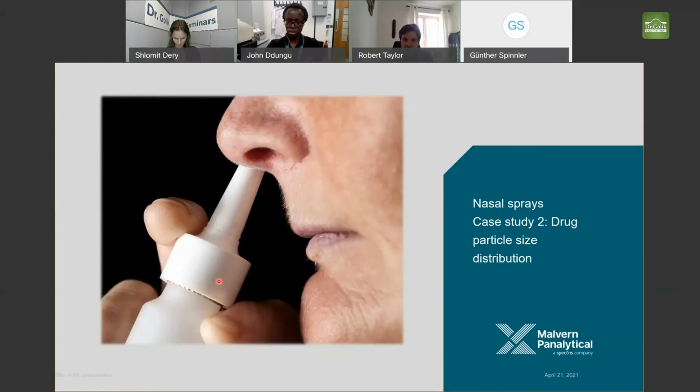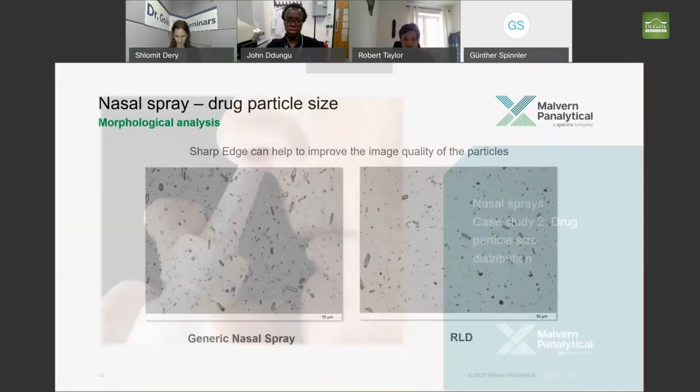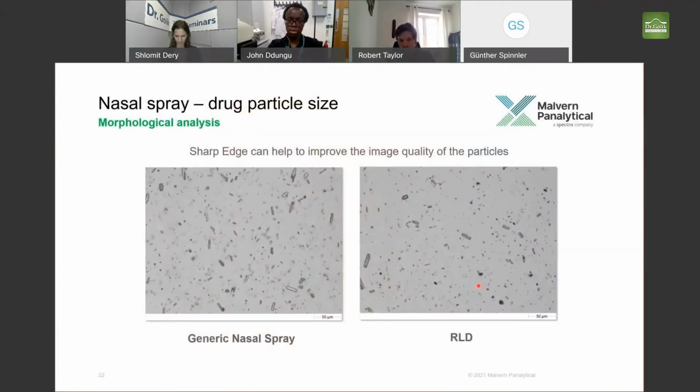Okay, next case study, different technologies, same products, nasal sprays, but looking at the drug particle size distribution. This is using the MDRS technique. So we're using automated image analysis coupled with Raman spectroscopy. And what we have here is a nasal spray suspension, and we're looking to do an imaging scan, pick up the particles, and then analyze them for their chemical makeup. And then we can determine what the particle size distributions are of the two components.